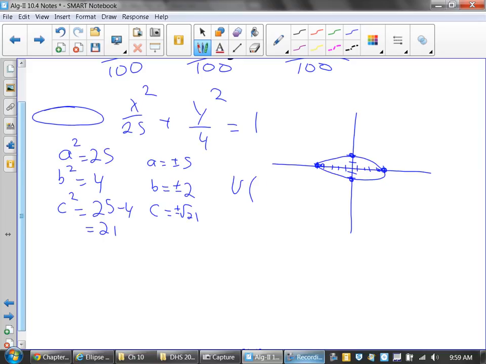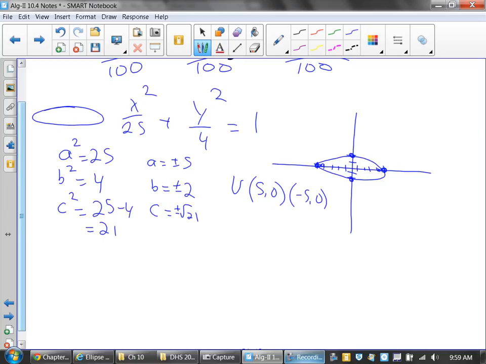And then again, all you have to do is label them out. Vertex, 5, 0 and -5, 0. Don't write them as plus or minus 5, 0, because when we do the shifting, that doesn't work. I just want to get you guys in the habit of actually labeling out the 2 sets here. Okay?